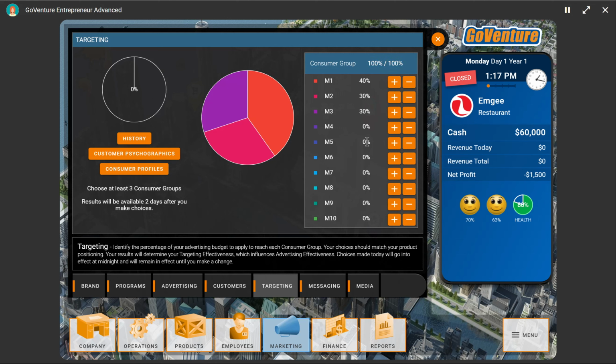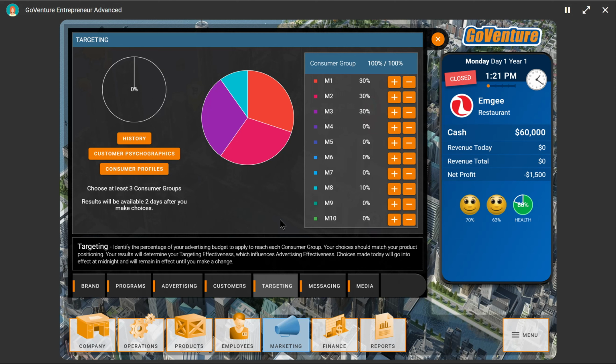So I've got three consumer groups. I do have to identify at least three groups, but I could also decide maybe, well, I want to target group four as well a little bit, or maybe not four. Maybe I'll go down to 8, you know, based on what I'm seeing in the consumer profiles. It's totally up to me, and I can adjust these as I want. But they do have to add up to 100%, and they should match who I'm targeting.